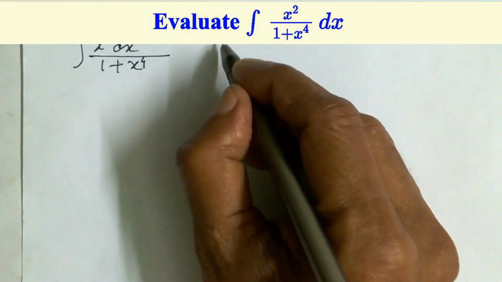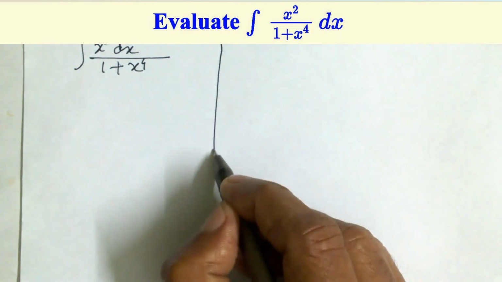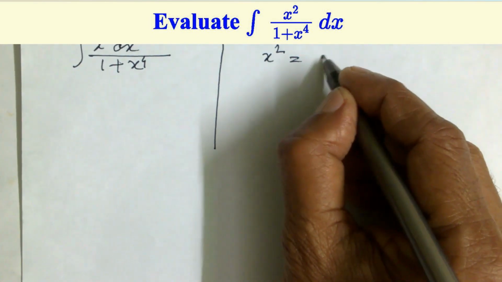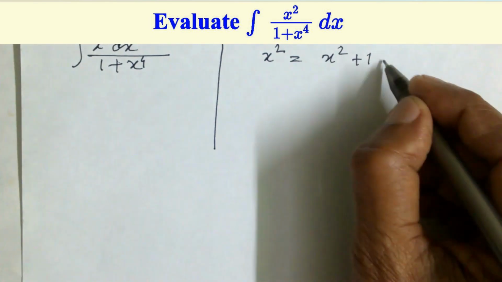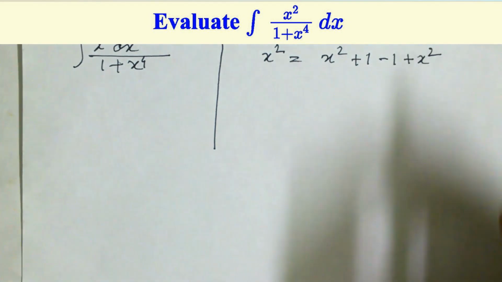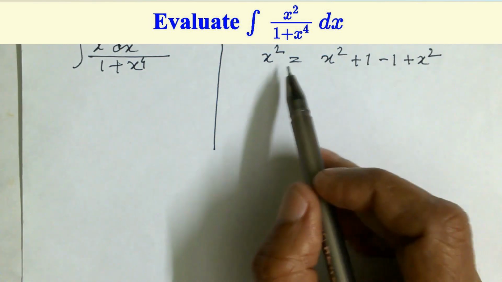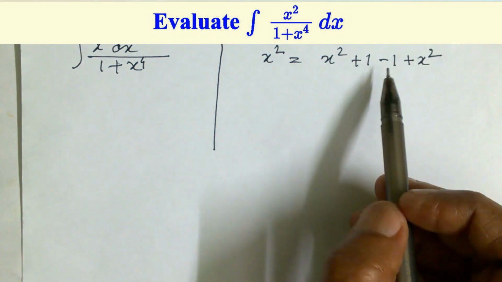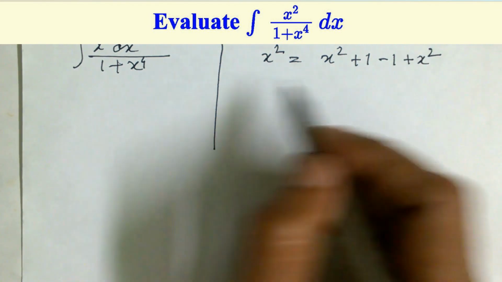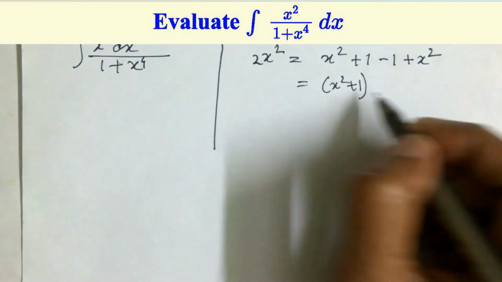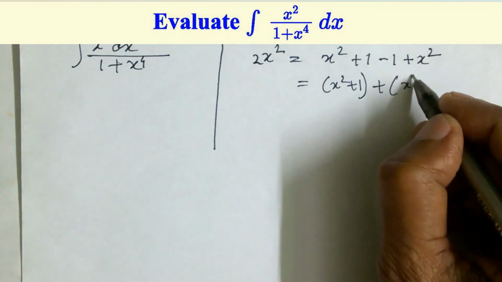Now here on the right hand side, doing something. Write x square is equal to x square plus 1 minus 1 plus x square. See, is the equality maintained? X square plus x square is 2x square, here is 1 x square. 1 minus 1 will be cancelled. So here we should write it to maintain the equality. Now group x square plus 1 plus x square minus 1.